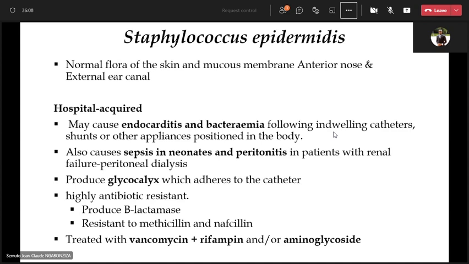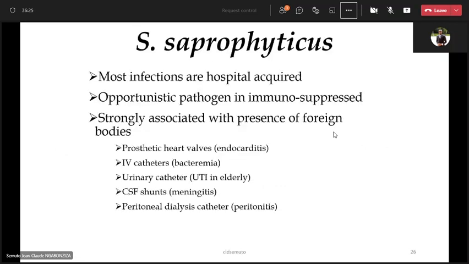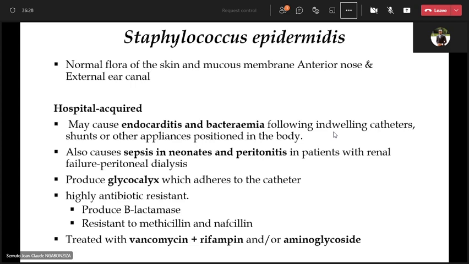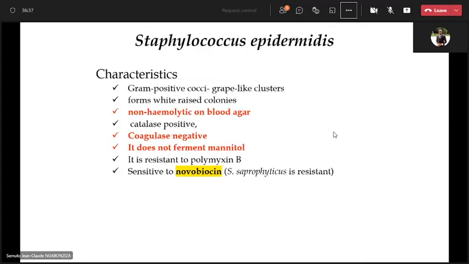It has this beta lactamase and is resistant to methicillin and nafcillin. So it's highly resistant, and you have to use combination therapy, vancomycin plus rifampicin or aminoglycosides, to really treat the infection. So having this, treatment is challenging. As for the rest of diagnosis, as we previously saw, you can differentiate this from Staph aureus, but also from Staph saprophyticus by using a novobiocin disc.